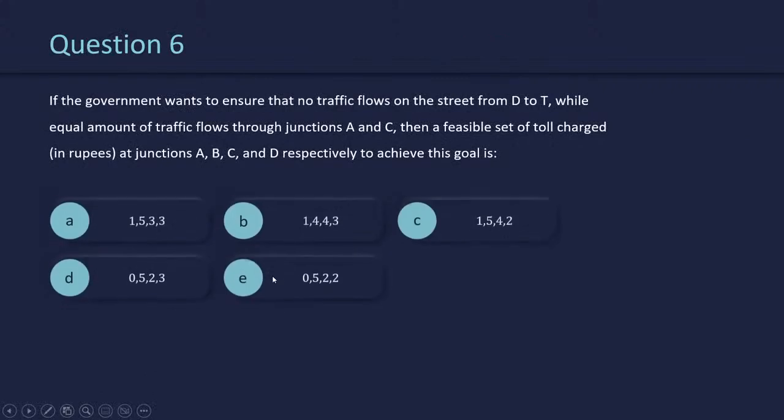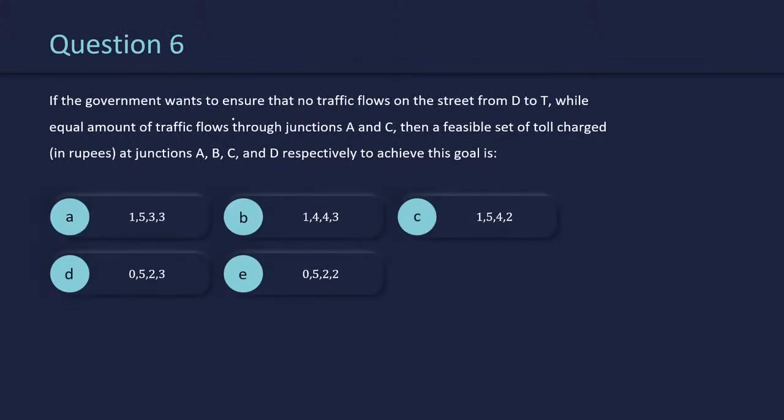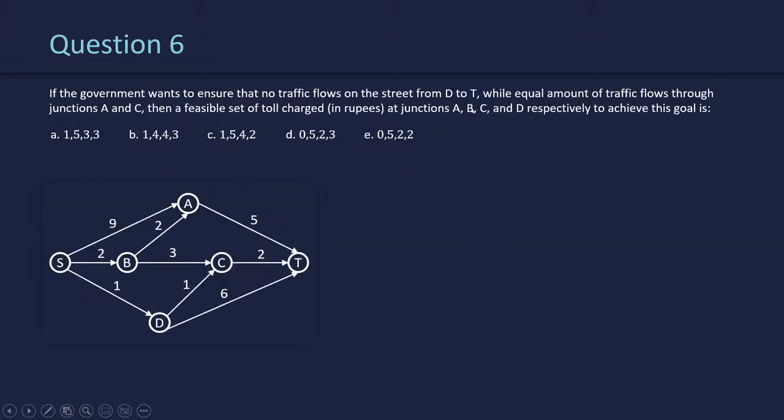Chalo. So the first question is, if the government wants to ensure that no traffic flows on the street from D to T, while equal amount of traffic flows through junctions A and C, then a feasible set of toll charged at junctions to achieve this goal is which of the options? तो इसके लिए हमें मैप चाहिए, रूट चाहिए. So this is the route. ठीक है? I think I can show myself now.